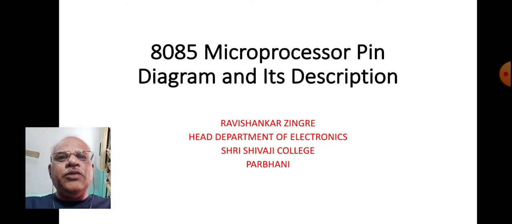The title displayed on your screen is 8085 microprocessor pin diagram and its description. So it is clear that we want to discuss the pin diagram of the microprocessor 8085. Remember, 8085 is an IC. IC stands for integrated chip. What do we mean by integrated chip? So let us start the discussion about the integrated chip.